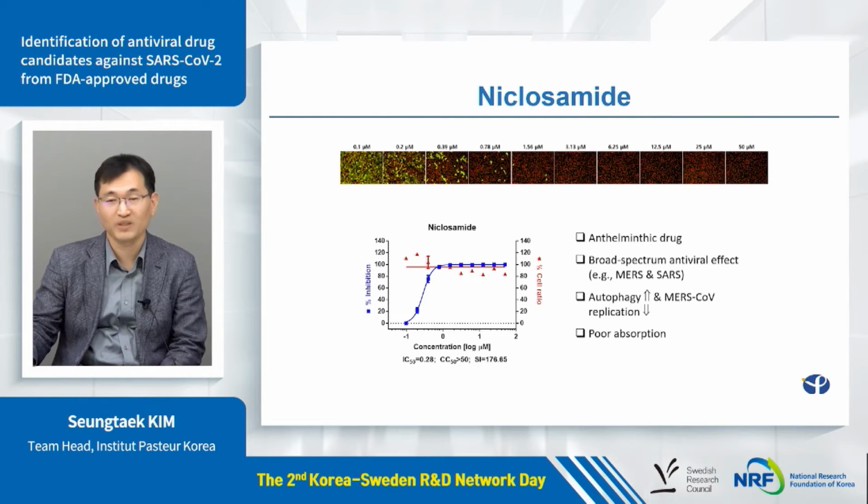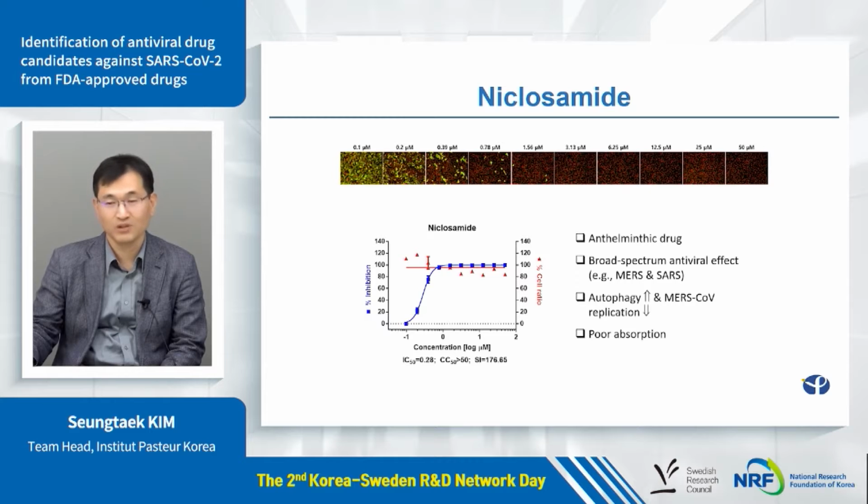The next drug that we were interested in was niclosamide. The IC50 was very low, about 0.28 micromolar, which is much lower than the IC50 of remdesivir. This drug is actually used as an anthelmintic drug. But interestingly, over several years in the past, numerous laboratories in the world have reported its broad-spectrum antiviral activity, even against SARS and MERS coronavirus. And coincidentally, its mechanism of action was revealed last year. Using the MERS coronavirus, a German group found that niclosamide enhances autophagy, which reduces replication of MERS coronavirus.